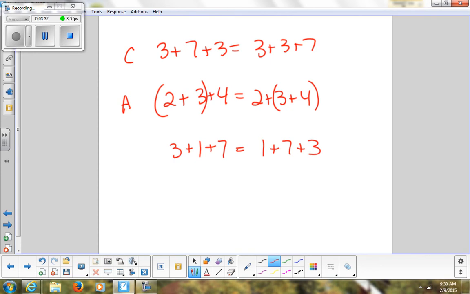Associative or commutative? Put them down, please. Associative or commutative? Show me in 3, 2, 1. Good. Should be C. Commutative. Good.